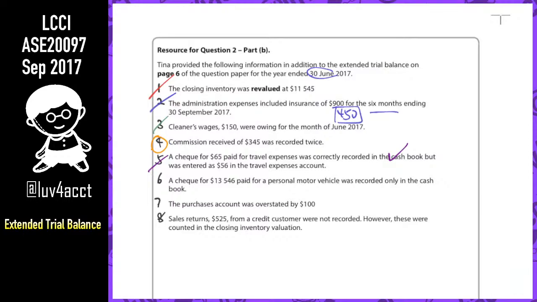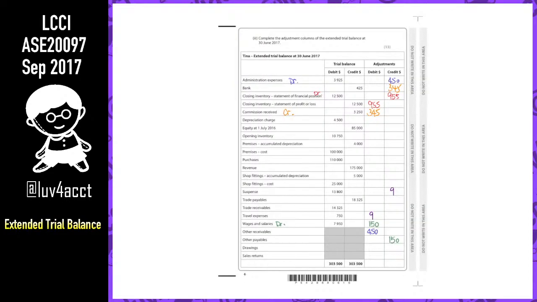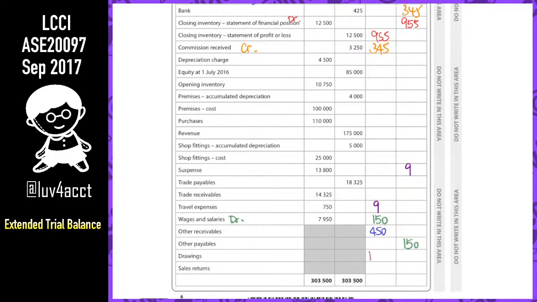Okay, so 13546. Paid for a personal motor vehicle, recorded only in the cash book. So the cash book is correct because it is a check from the business. But then it should go into the drawings account because it is a personal motor vehicle. So it goes into drawings. Yes.